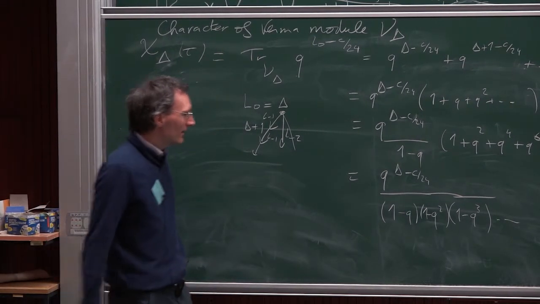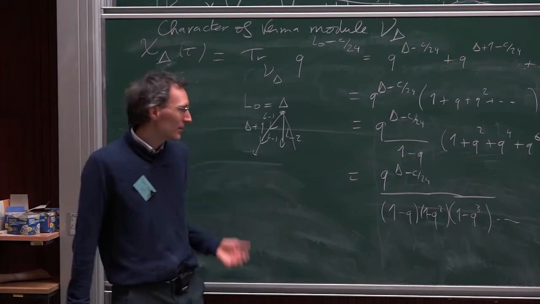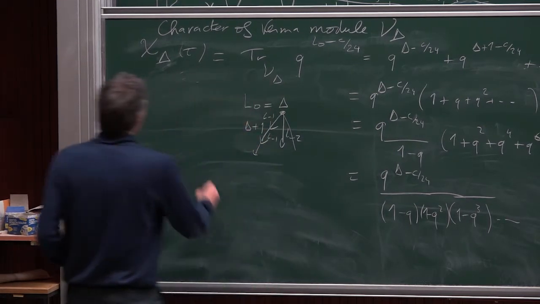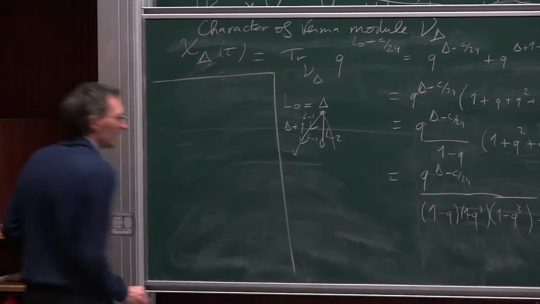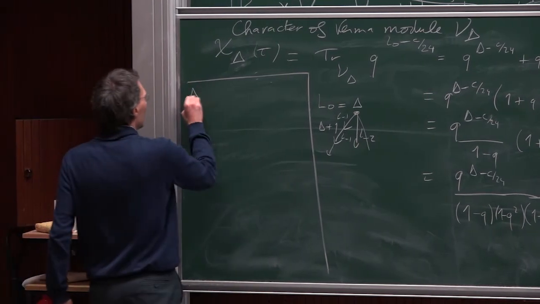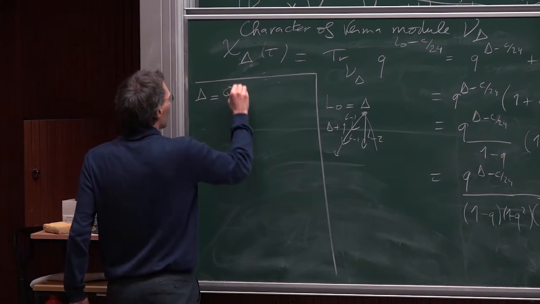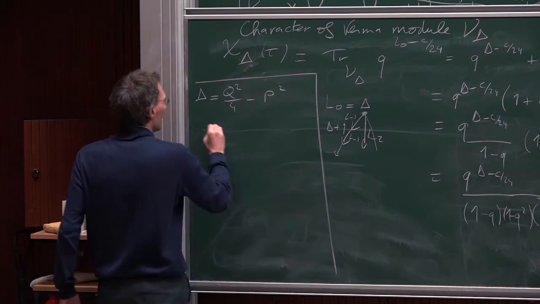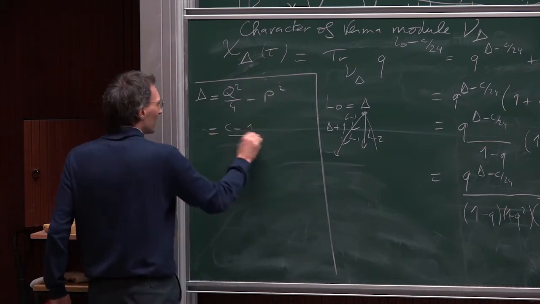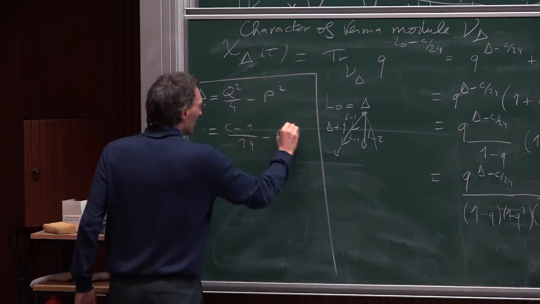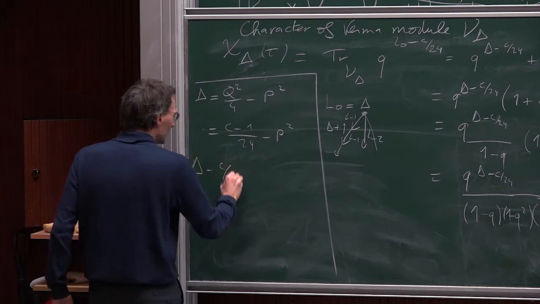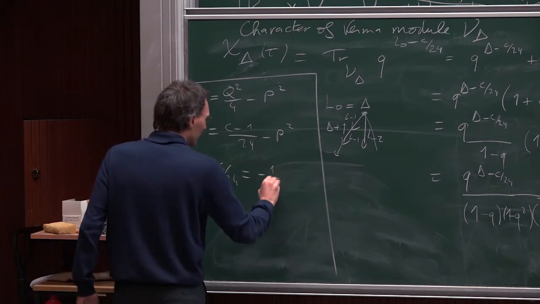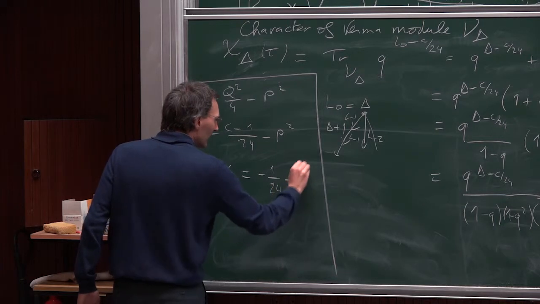And then let's rewrite this in terms of standard special functions. Let's do that here. So let's rewrite delta as q squared over 4 minus p squared. Q squared over 4 is c minus 1 over 24. So delta minus c over 24 is minus 1 over 24 minus p squared.